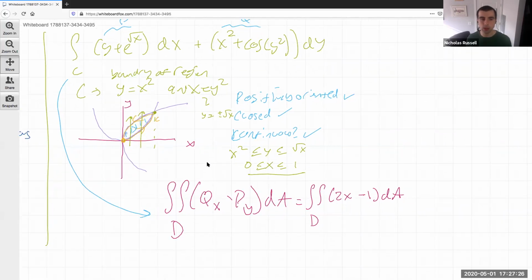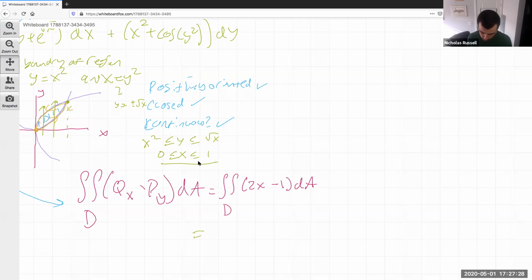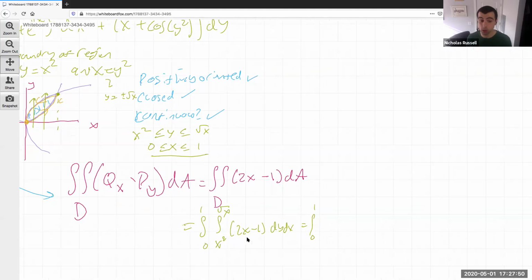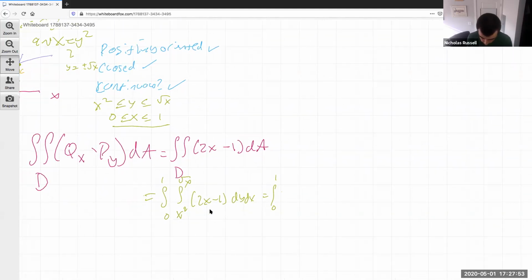And now all I do here is evaluate this integral. This becomes the double integral, integrating from x squared to the square root of x, from 0 to 1 of 2x minus 1 dy dx. And this is not too bad now. There's no y here, so I just gain the top part minus the bottom part. So this becomes the integral from 0 to 1 of 2x minus 1 times the square root of x minus x squared dx. A little bit unruly here, but we can make it work.